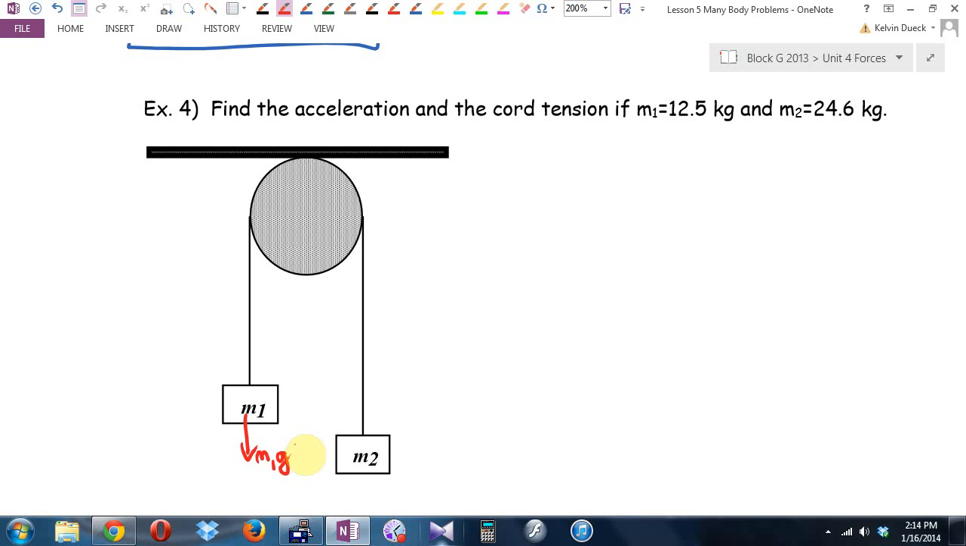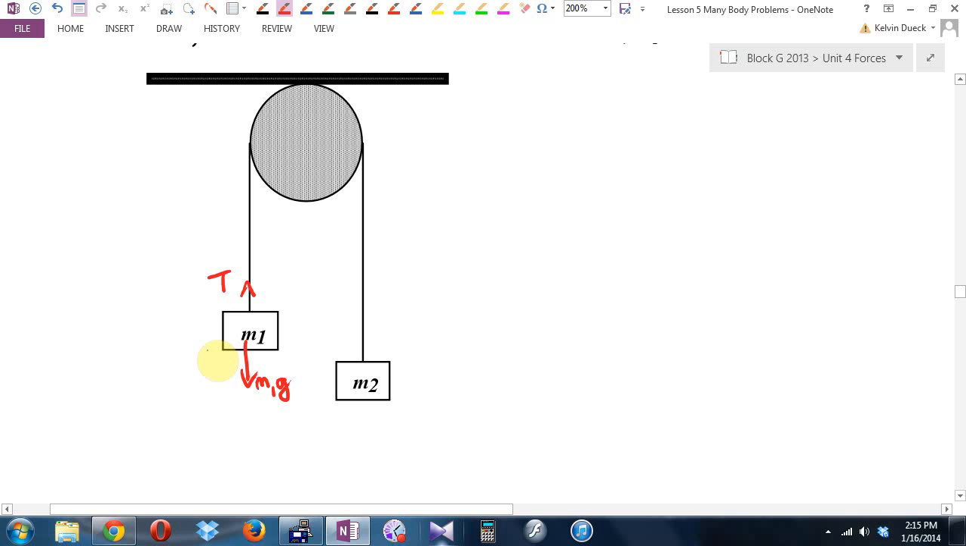Is mass 1 in free fall? Nope. That must mean there's a force. Oh, there's a string attached. What do we call that? Tension. Mass 2, what are the forces acting on it? M2G. Tension.